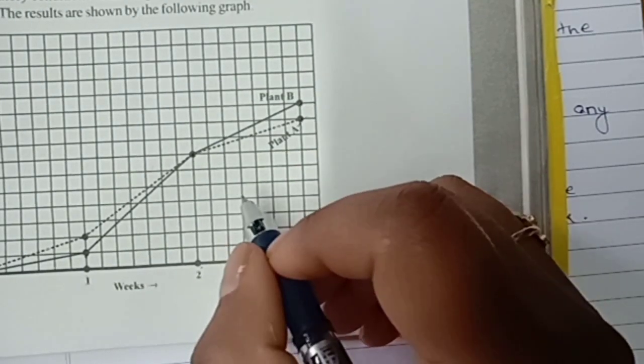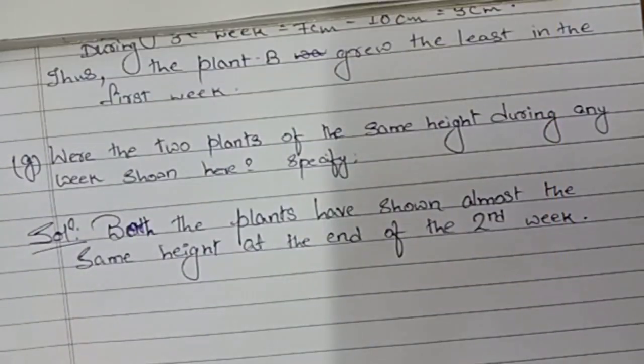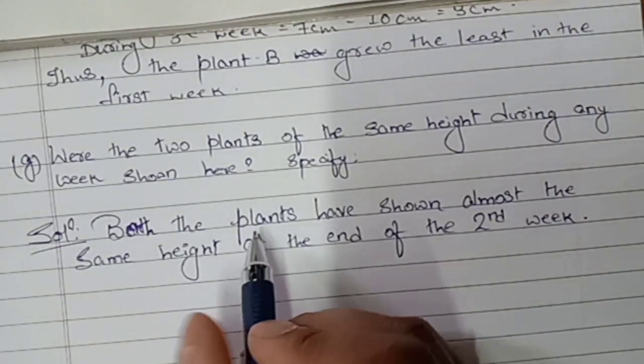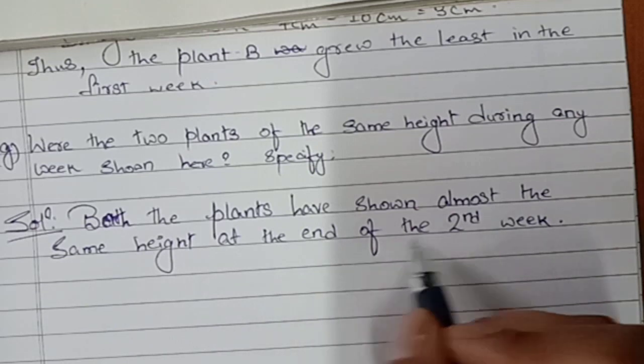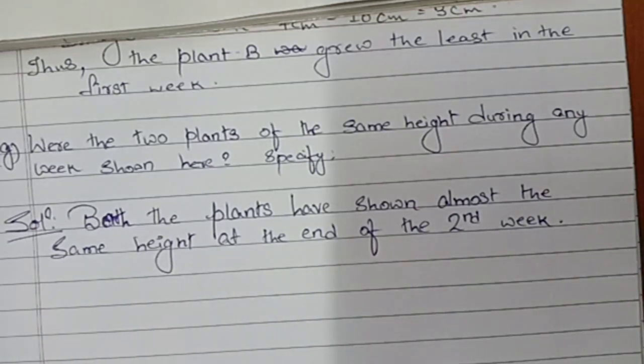So in which week is it shown? Second week. So solution, both the plants have shown almost the same height at the end of the second week. So this is solution number G.